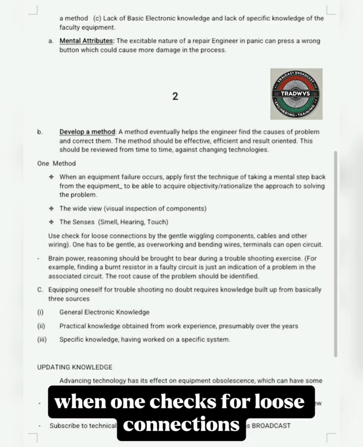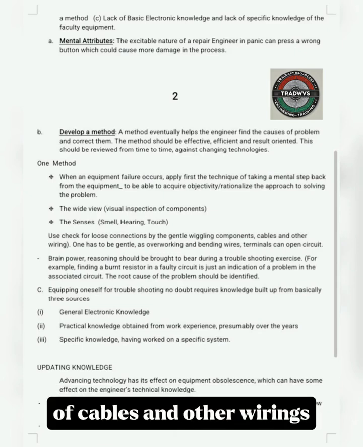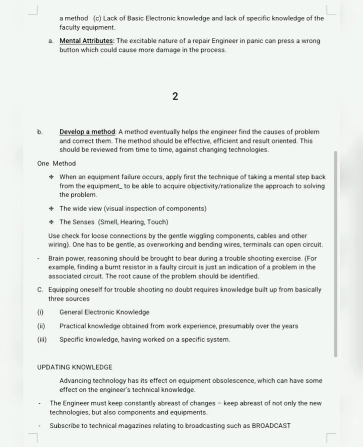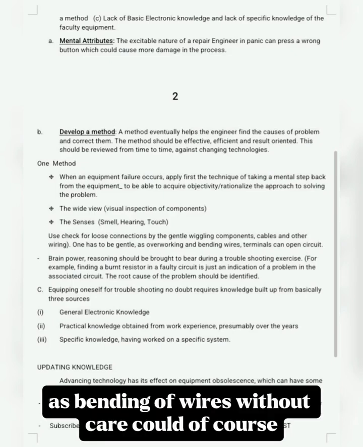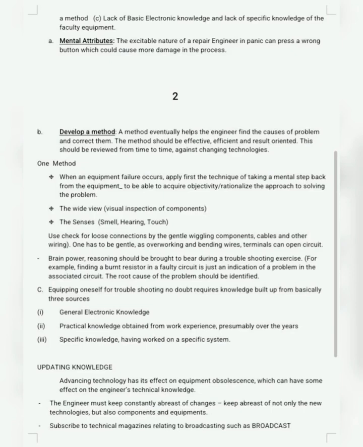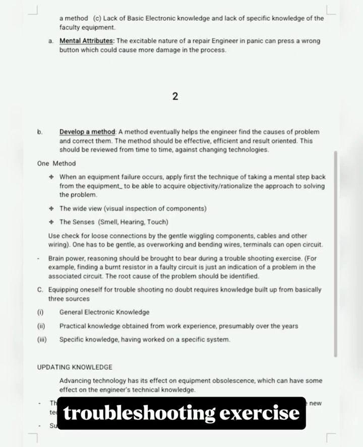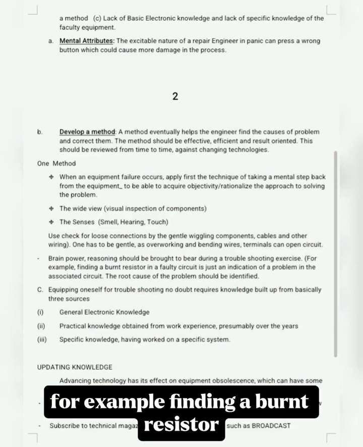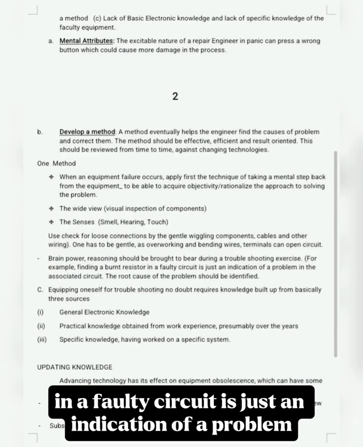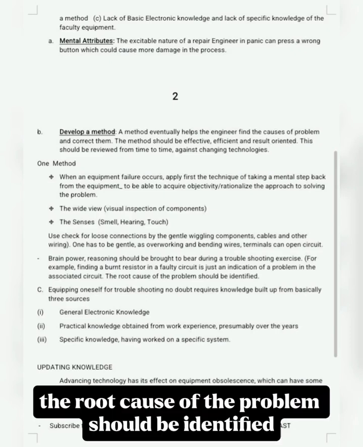When one checks for loose connections, however, it should be done by the gentle wiggling of cables and other wirings, as bending of wires without care could of course cause some open circuits in the equipment under repair. Now, brain power reasoning should be brought to bear during a troubleshooting exercise. For example, finding a burnt resistor in a faulty circuit is just an indication of a problem in the associated circuit. The root cause of the problem should be identified.